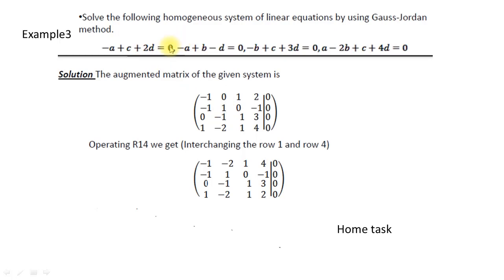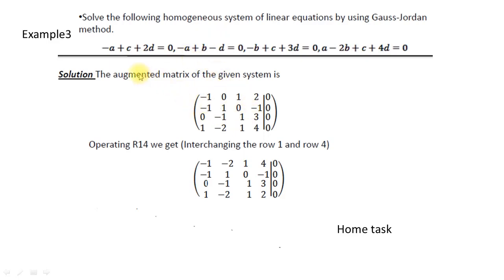Now another system of homogeneous equations: minus a plus c plus 2d is equal to 0, minus a plus b minus d is equal to 0, minus b plus c plus 3d is equal to 0, a minus 2b plus c minus 4d is equal to 0. To solve this system of homogeneous equations by the Gauss-Jordan method, first of all write the augmented matrix for the system.